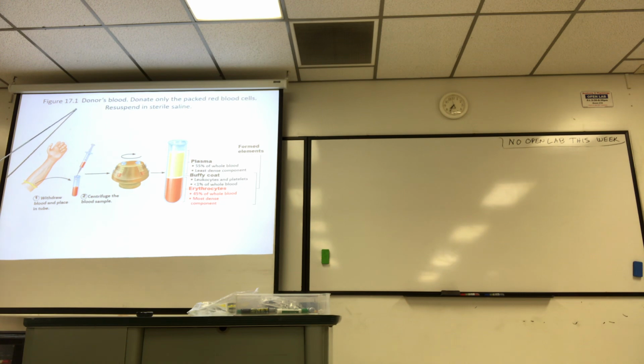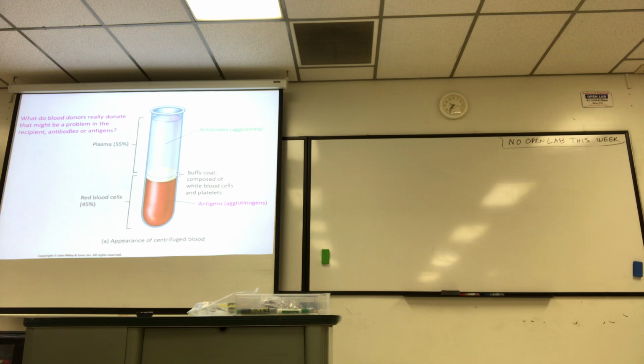Donor's blood, you donate only the packed red blood cells, and then when you re-infuse it in the recipient, you just suspend it in a sterile saline. Usually that's what people need when they're transfused. They need the oxygen carrying capacity of the red blood cells. So keep that in your mind. And the other thing to keep in mind is, when blood is fractionated, the antibodies are in the plasma component, and the antigens on the RBCs that cause the problems, they're on the red blood cells.